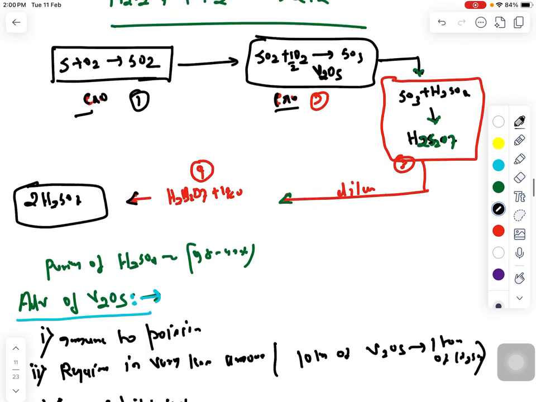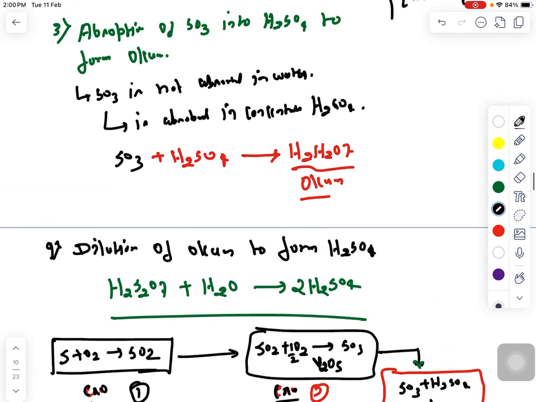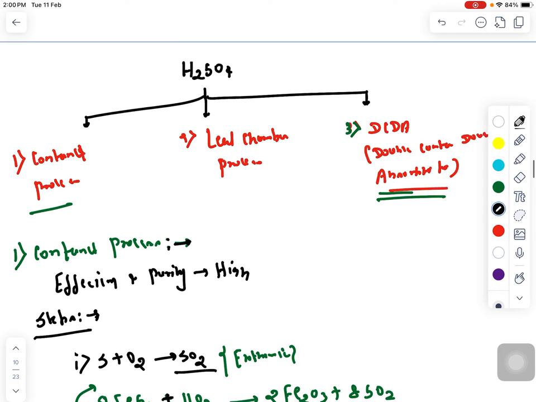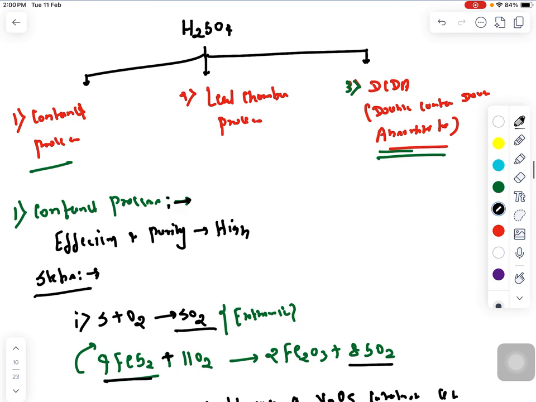So here you can see that I have started the revision series of chemical engineering subjects. Right now I am teaching chemical technology. In the previous lecture I have already discussed the H2SO4 production industry. There I discussed the contact process, lead chamber process and DCDA process.